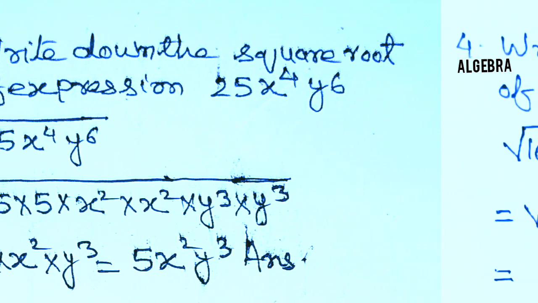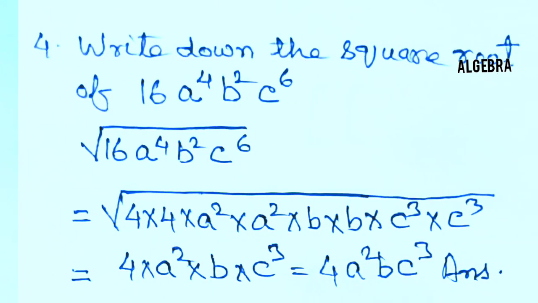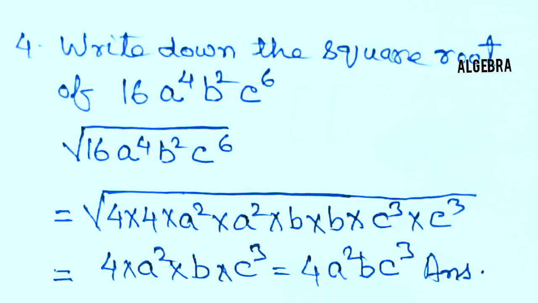Answer. 4. Write down the square root of 16a^4 b^2 c^6. The square root of 16a^4 b^2 c^6 is equal to the square root of 4 into 4 a^2 into b into c^3, which is equal to 4 into a^2 into b into c^3, which is equal to 4a^2 b c^3.